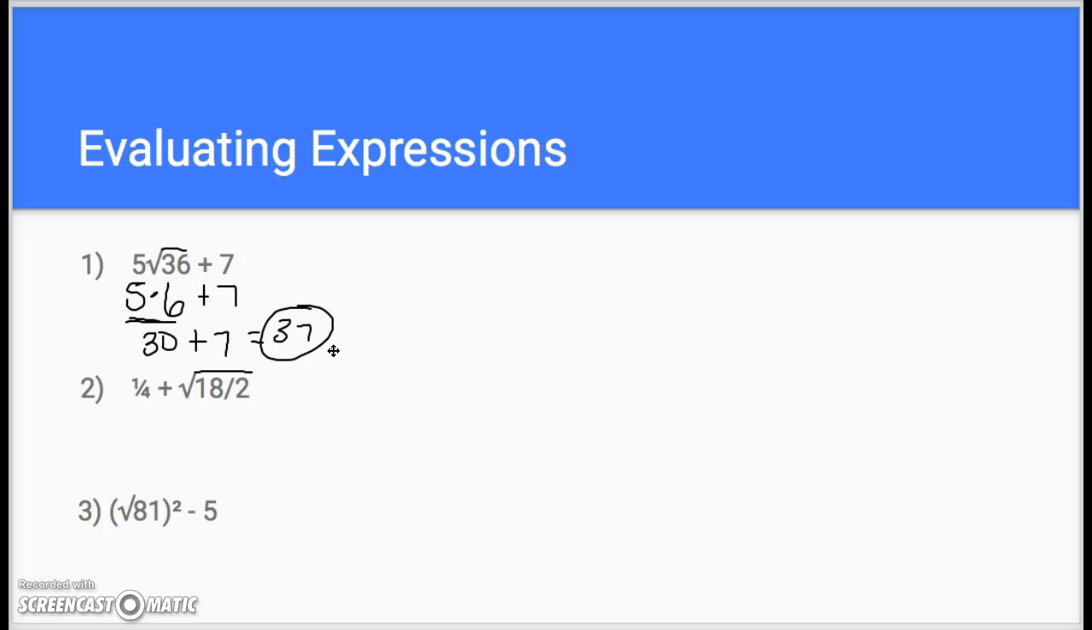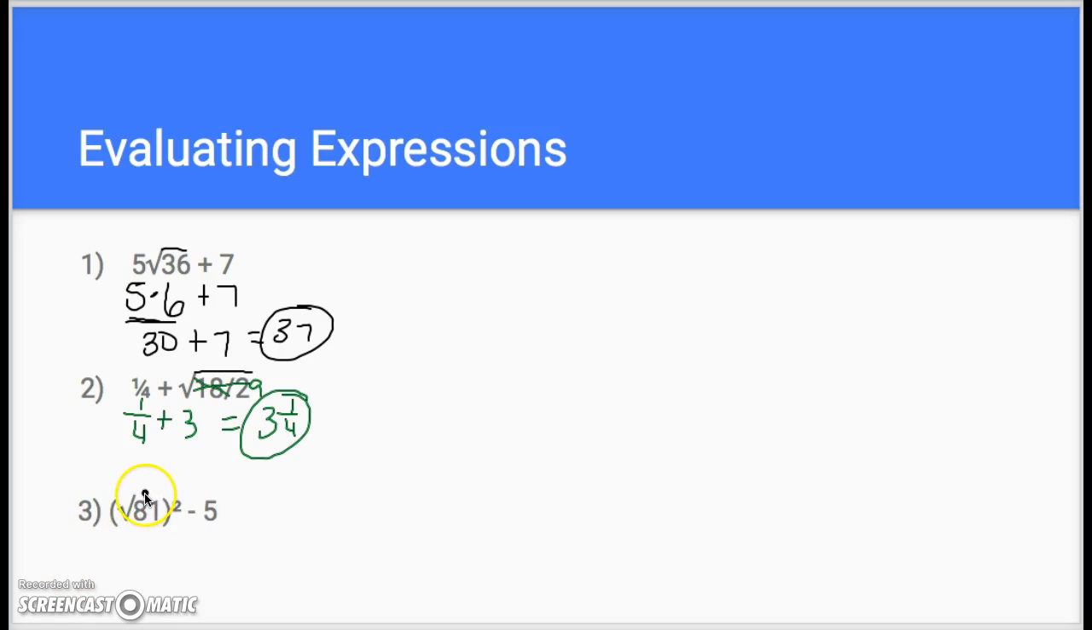On number 2, we have 1/4, I'm just going to carry that down, plus the square root of 18 divided by 2. Now, 18 divided by 2 is 9. So really, I'm just taking the square root of 9, which is 3. And then 1/4 plus 3 would be 3 and 1/4.